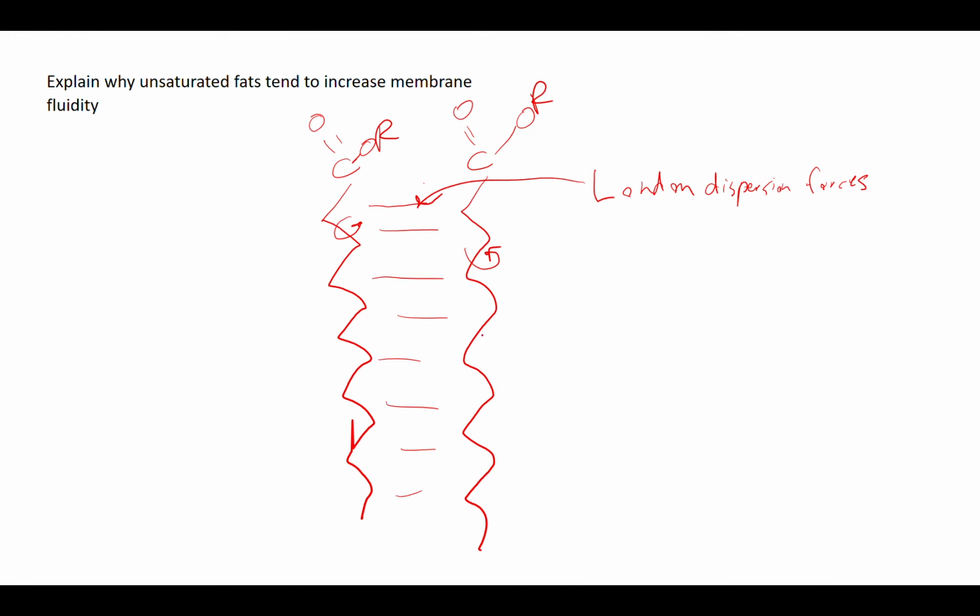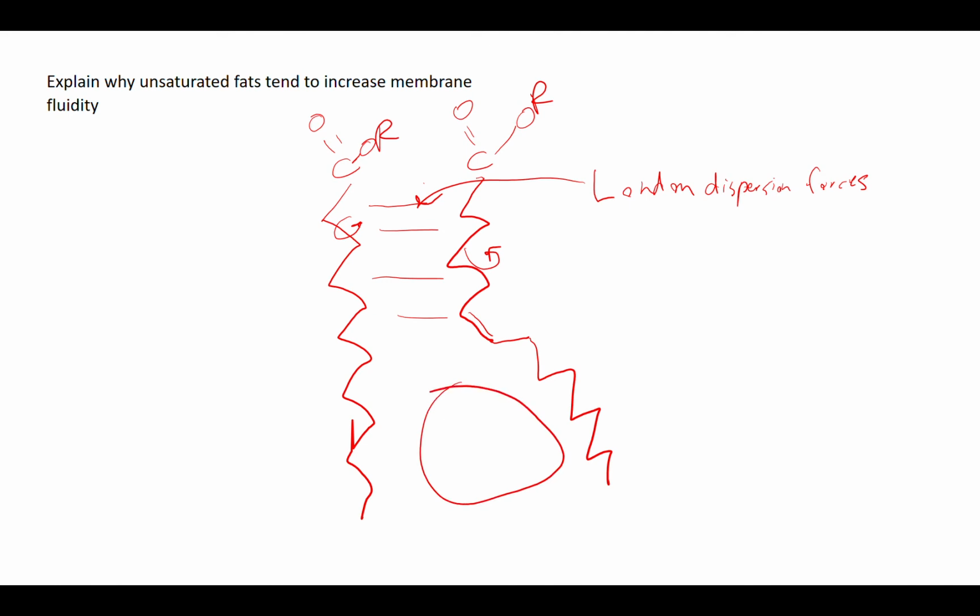unsaturated fatty acid, what you would find is that the double bond introduces a kink in the fatty acid. And what this kink does is it essentially creates a void over here that these other fatty acids can rotate and try to fill.